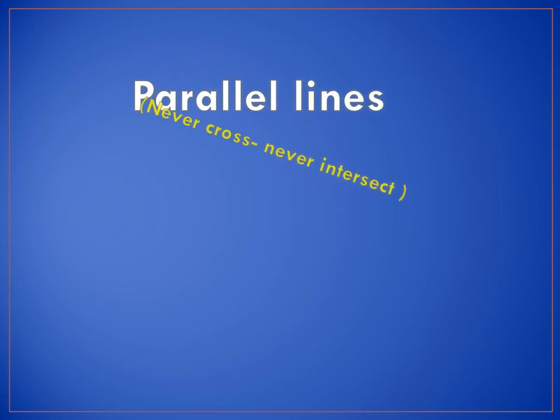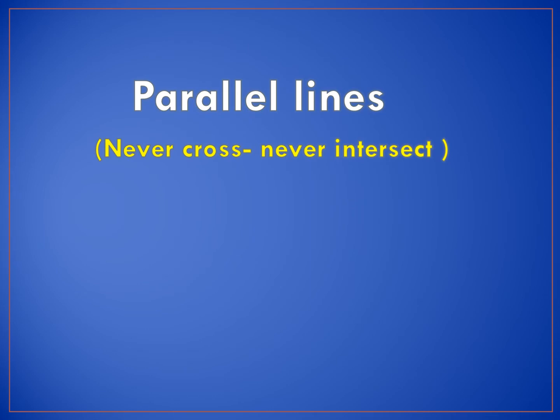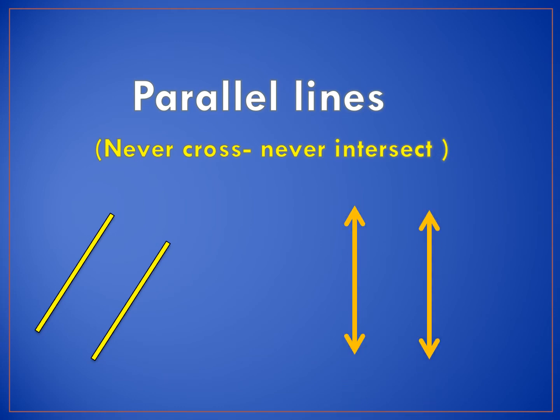So if there are two lines that never intersect, never meet, never cross each other, they will be called parallel lines, like those two yellow lines, and like those two lines also. Those two pairs of lines, guys, are parallel lines here because they never intersect, they never meet.